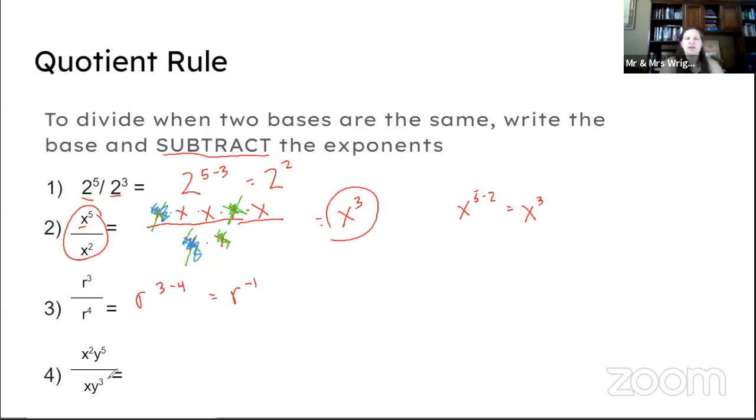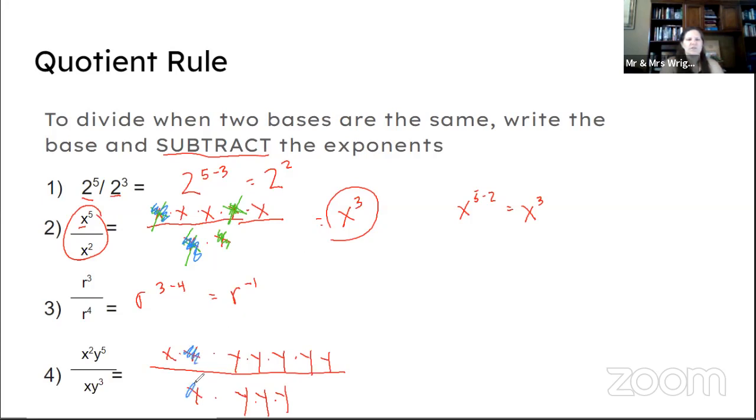All right, now let's look at this one. This one is a little more complex, so it might be easier for you to go ahead and draw it out. So we've got x times y times y times y times y times y. And then this one is x and 3 y's: 1, 2, 3. All right. So I'm going to break out some colored pens here.